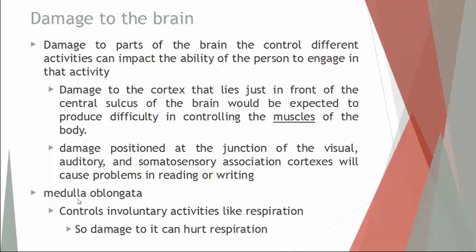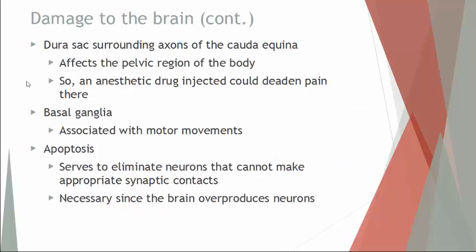All right, next we'll talk about the dural sac. This will contain axons of what's called the cauda equina. Now, the dura is a type of meninges, a type of membrane that will cover the spinal cord and the inside lining of the skull.